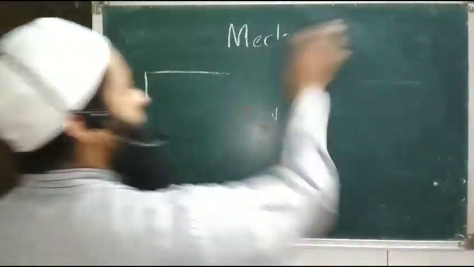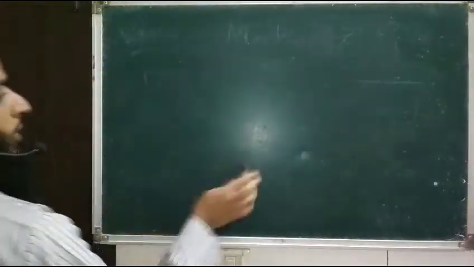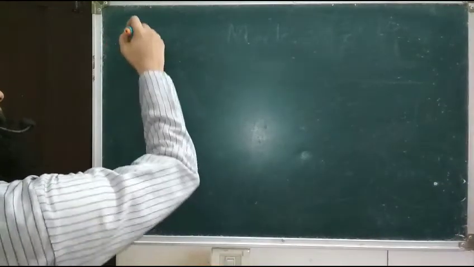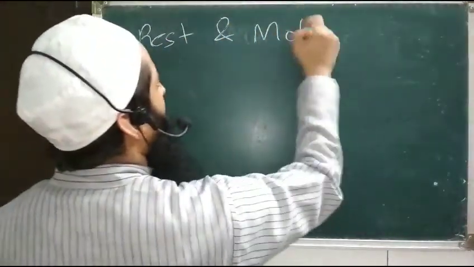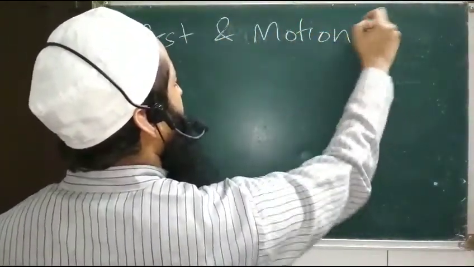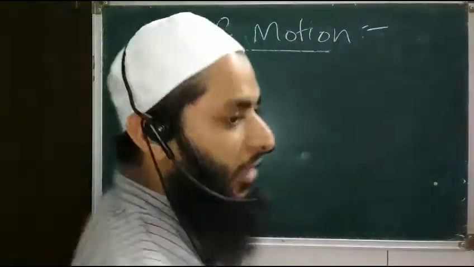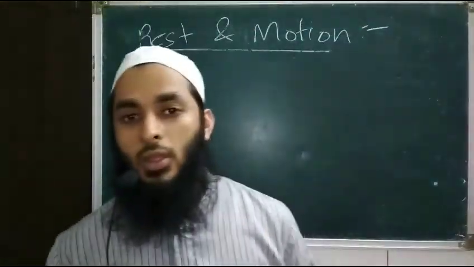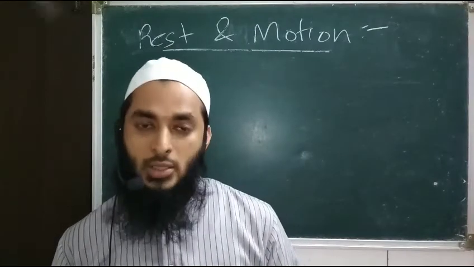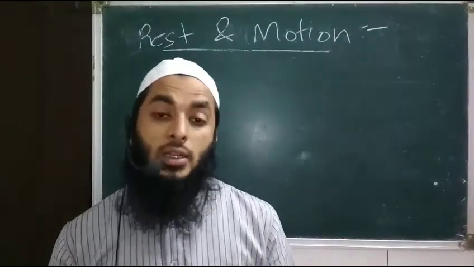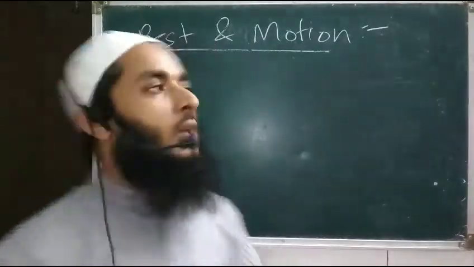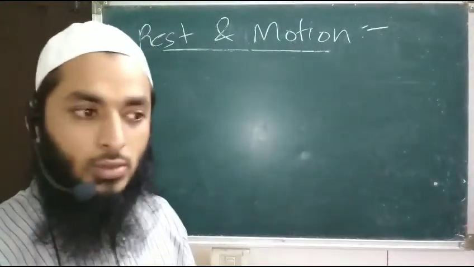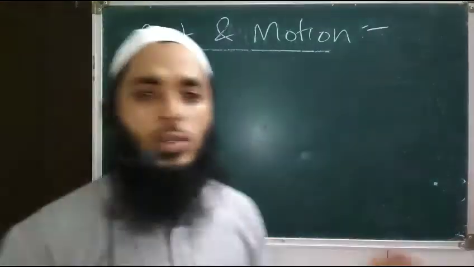Now what is motion? We have talked about motion. What is motion actually? Now let's discuss rest and motion. One thing you have to understand clearly is that rest and motion is a relative term. You cannot say that an object is at rest or in motion unless you specify the observer. You are talking about the object and you are saying that the object is at rest or the object is moving. You cannot say that.